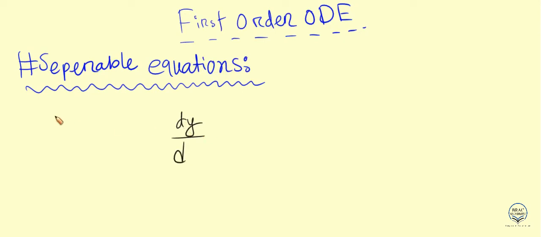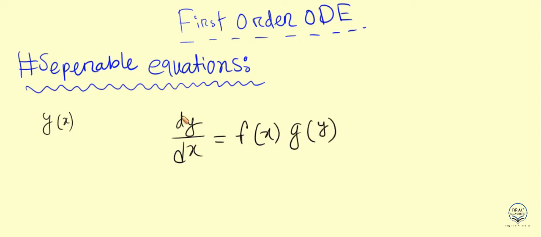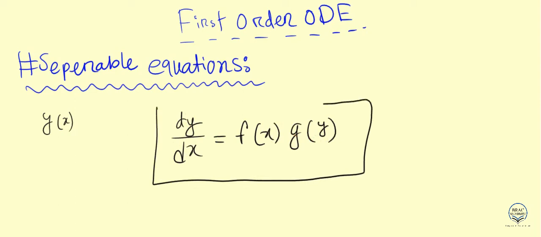Let's say there is some y which is a function of x, and you will have a differential equation in this format. So this is the format of a separable equation. The reason they're called separable is that on the left hand side there is a derivative, because we mentioned that differential equations will involve derivatives of functions. There might be one function, there might be many functions, but it will always involve a derivative.